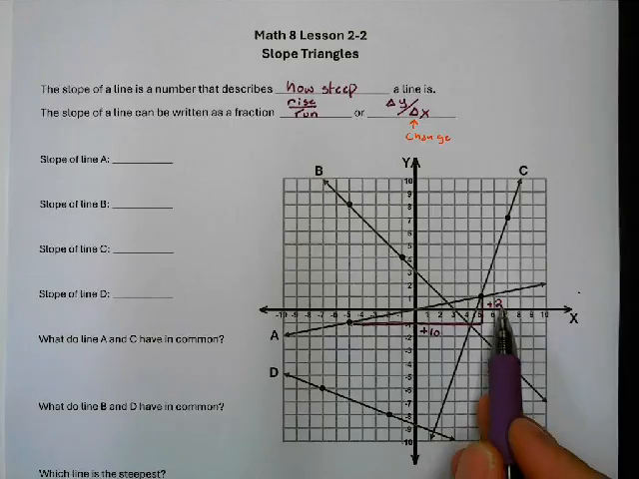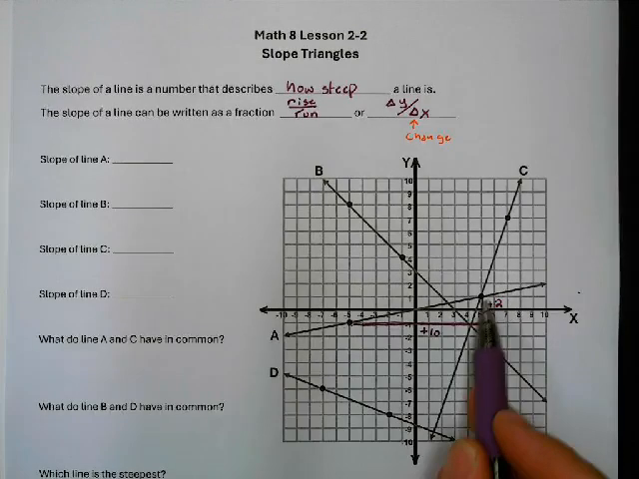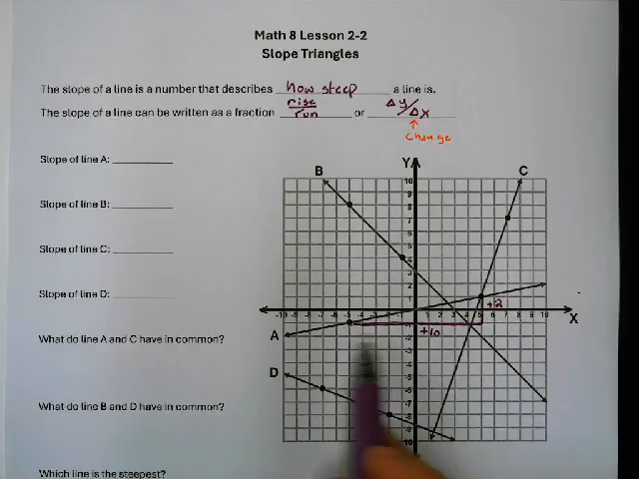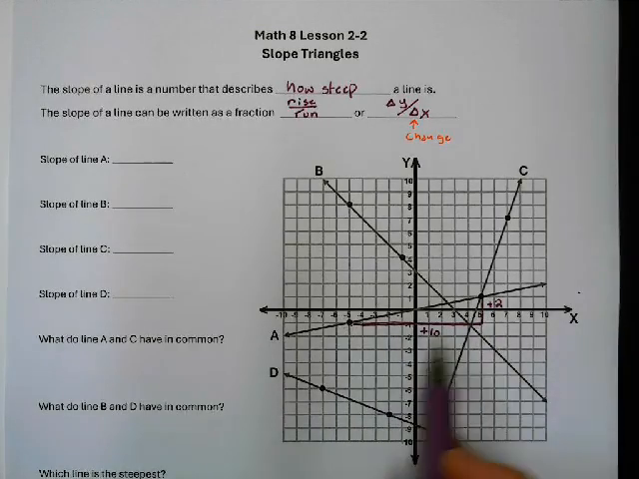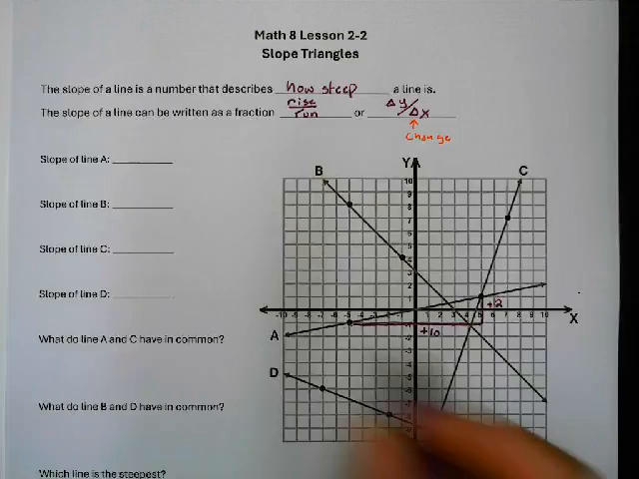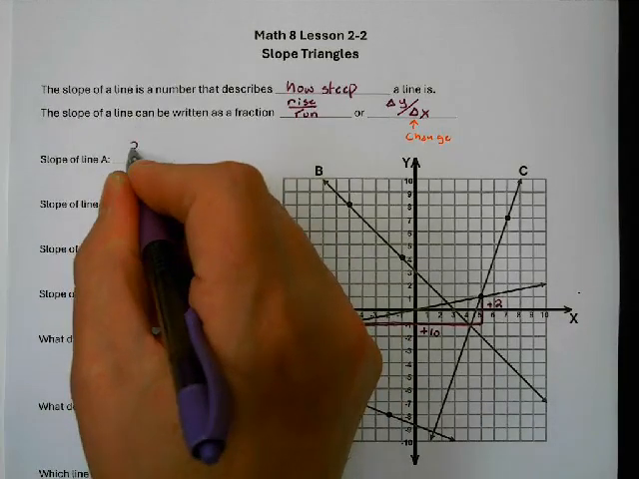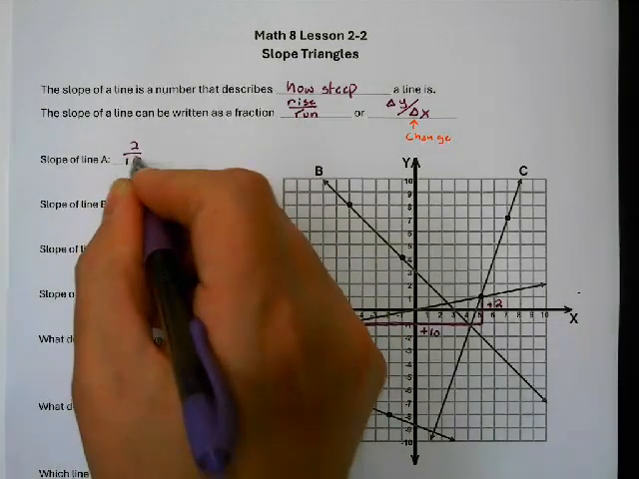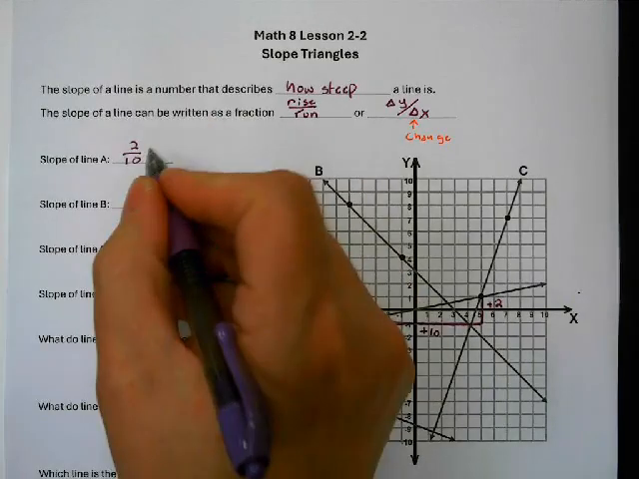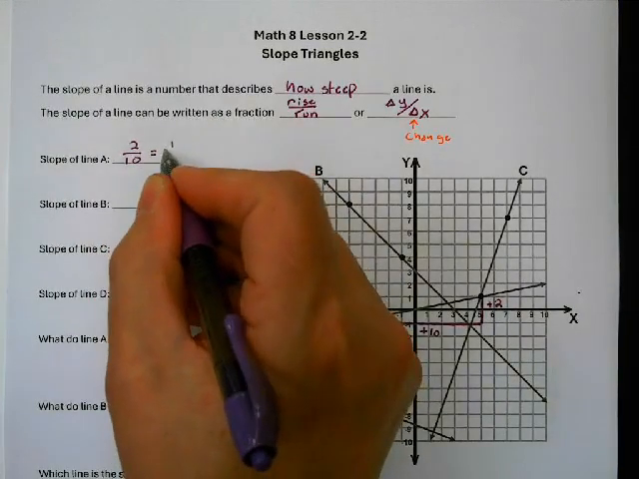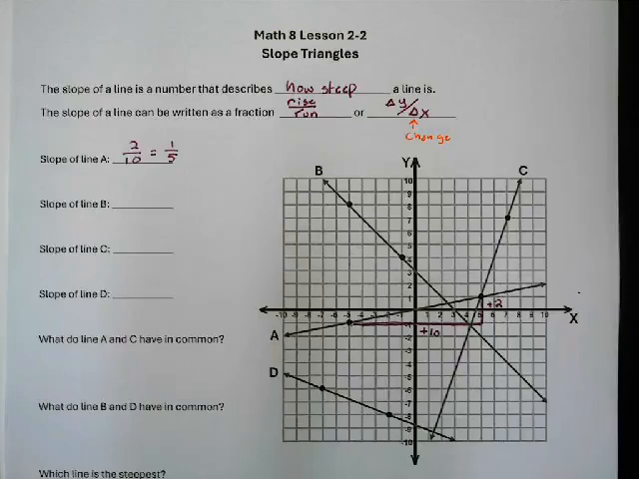All right, so the change in the y value is over here on the triangle. It's going up 2. The change in the x value is positive 10. So we would say that our slope is 2 over 10, which does reduce. That reduces to 1/5. There's our slope triangle. Let's do our next one.